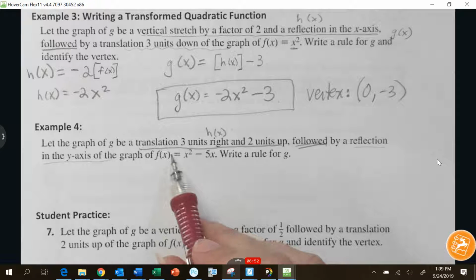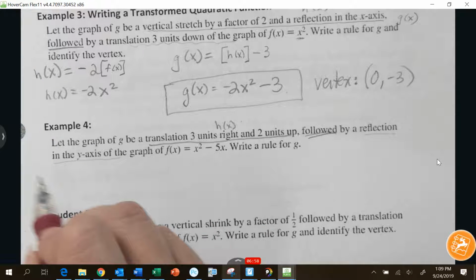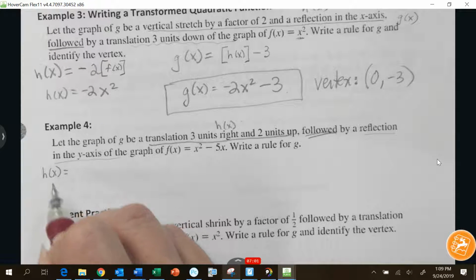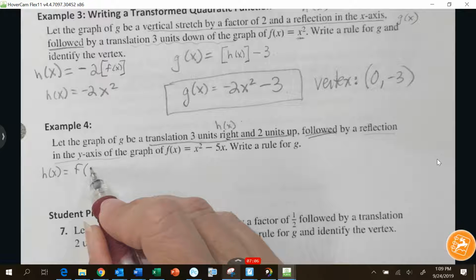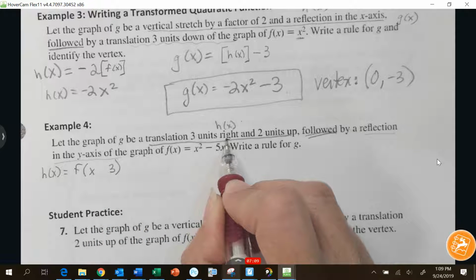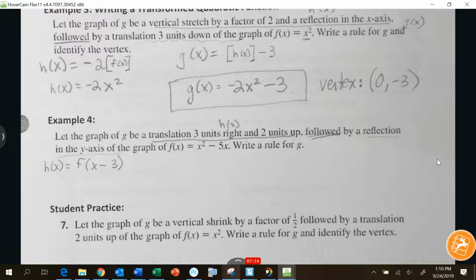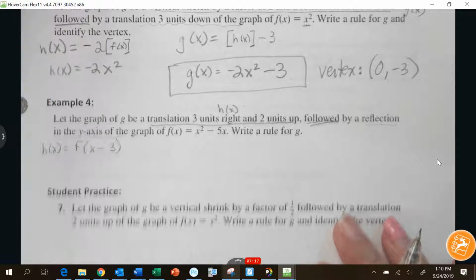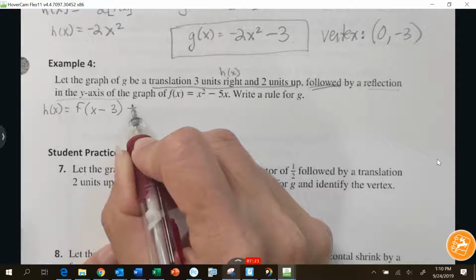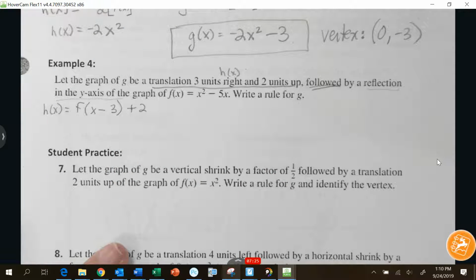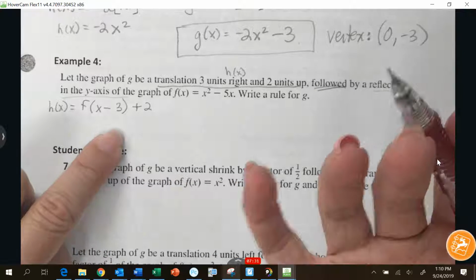All right, so this one, we're going to do 3 units right, 2 units up to start. So h of x, f of x with 3 units right is going to go on the inside. But what do I do to my 3 if it's going to the right? Okay, so notice how I wrote f of x minus 3. And then we also have to do 2 units up, so that goes on the outside. What does f of x minus 3 mean?